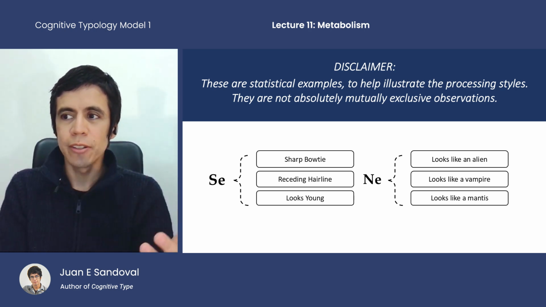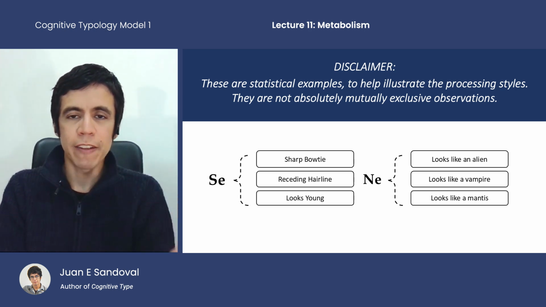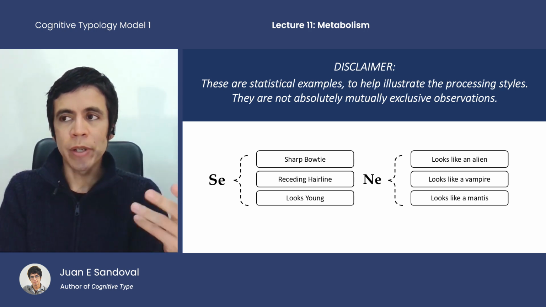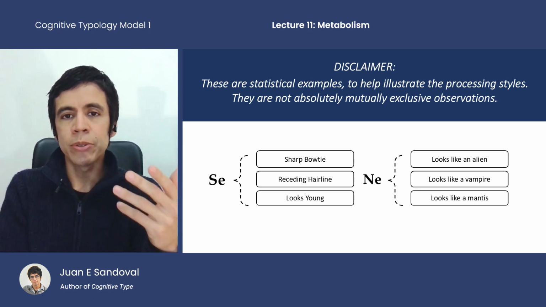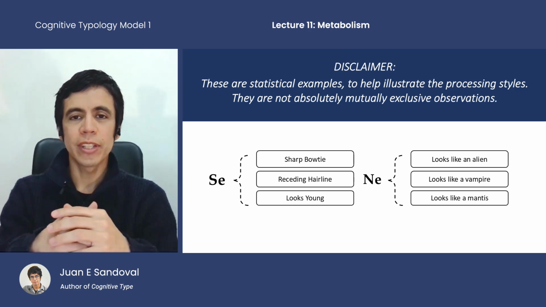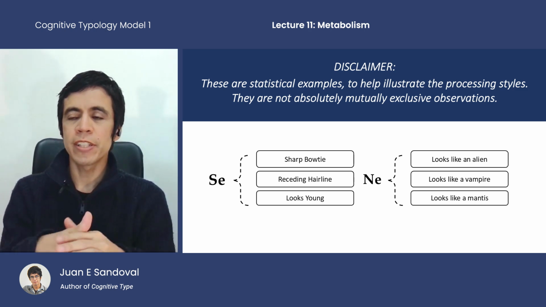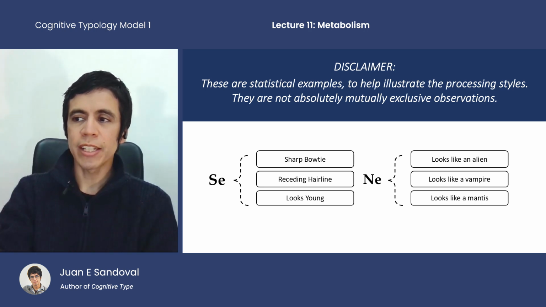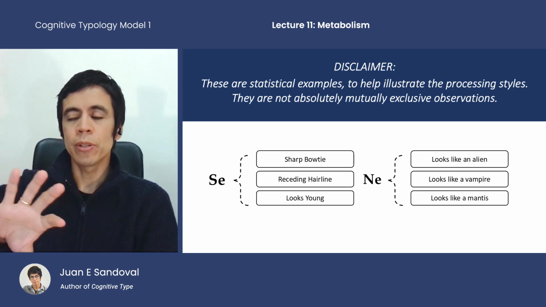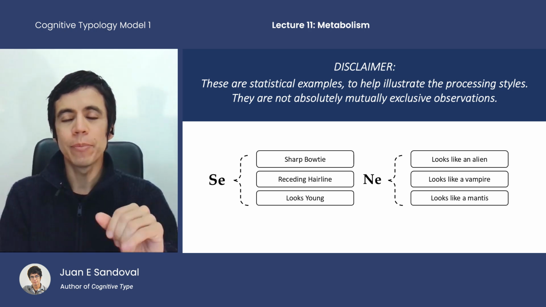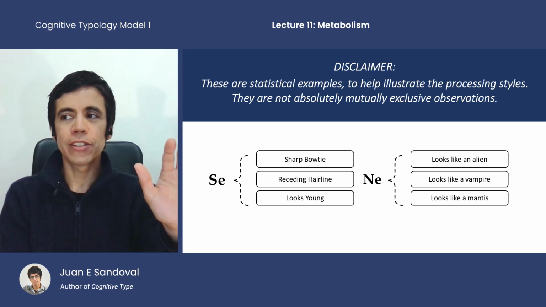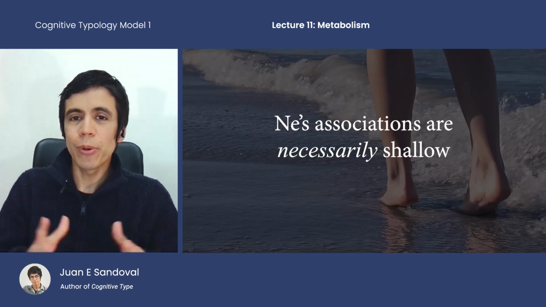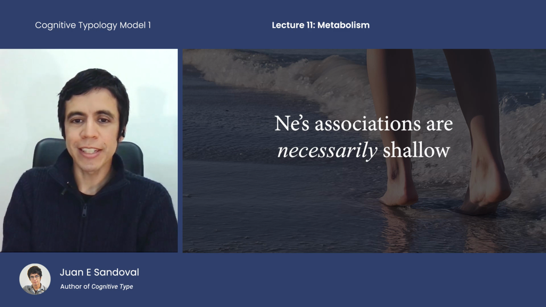SE users can notice and think to themselves, he looks a bit like a vampire. I'm not saying that any particular thought or idea absolutely cannot be generated by the other process. So this is a statistical reality. So if I were to take the Vultological NE leads and give them 100 such examples, statistically, most of the time, NE users will notice the associative connections, and most of the time, SE leads will be more inclined to notice the distinctive features.